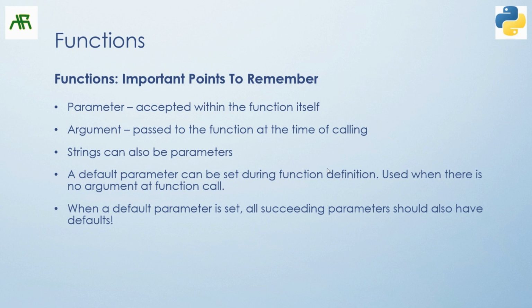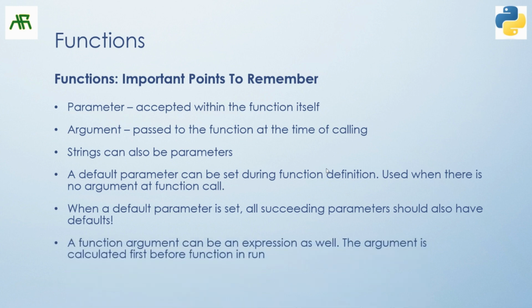In the list of parameters, when we set a default value for a particular parameter, all the parameters following that parameter should also have defaults. Say I have 5 different parameters in a function and I'm setting a default value for parameter 3. It's a rule in Python that parameters 4 and 5 should also be set with default values.